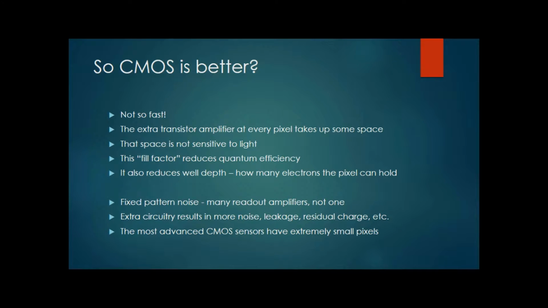So they don't have as much dynamic range. You can't detect a faint object and a really, really bright object at the same time in the same array because you'll saturate out the bright pixels.